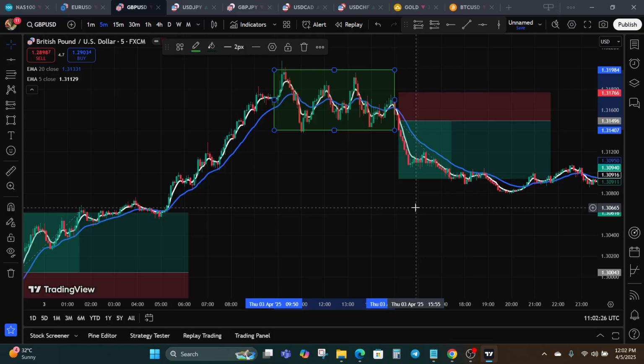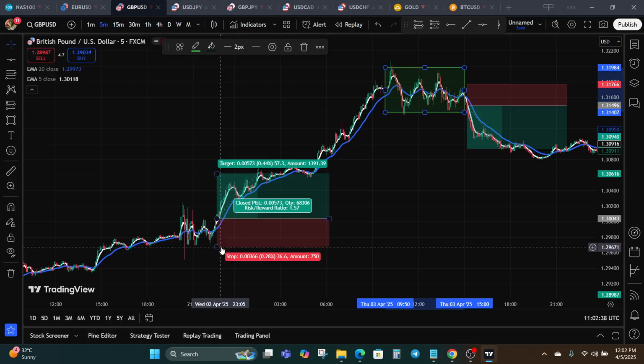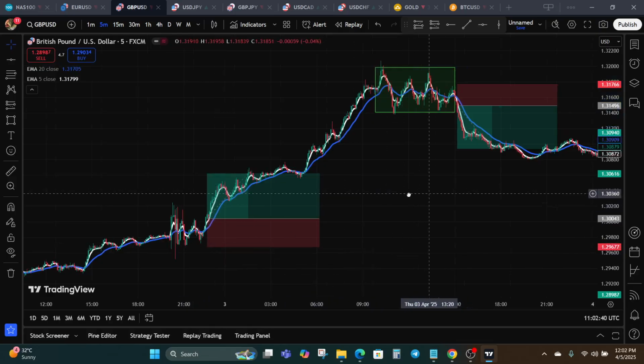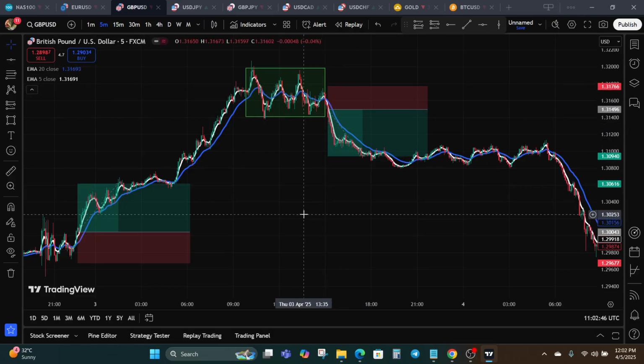Okay, now, as with any strategy, risk management is key. So always use a stop loss to protect your capital. For example, you place your stop just below the recent swing low for a buy order, or just above the recent swing high for a sell order. This way, if the market moves against you, your losses will be minimized.